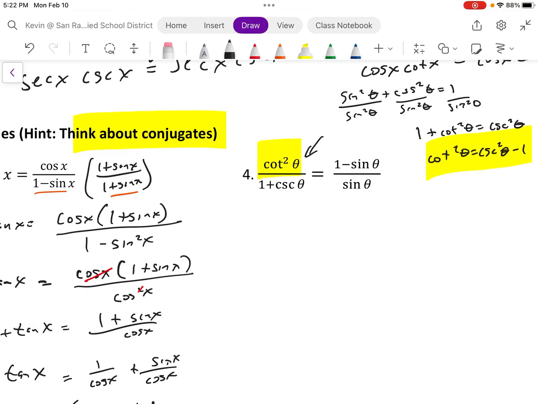So we are actually going to use Pythagorean. We're not going to think about conjugates. The hint makes me think I should multiply by the conjugate of that, but I think anytime we can change one of the trig functions to be the same as the other trig function, that's usually the best first move. So that's what I'm doing here. I'm making this cosecant squared theta minus 1, and this is going to be 1 plus cosecant theta.